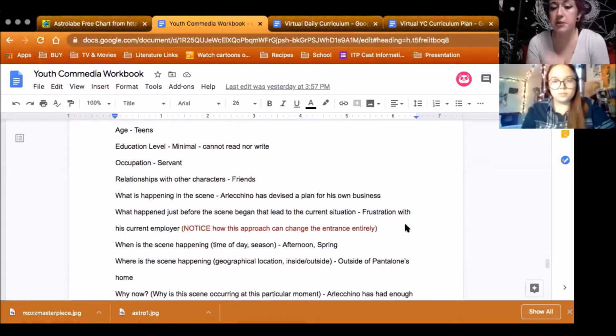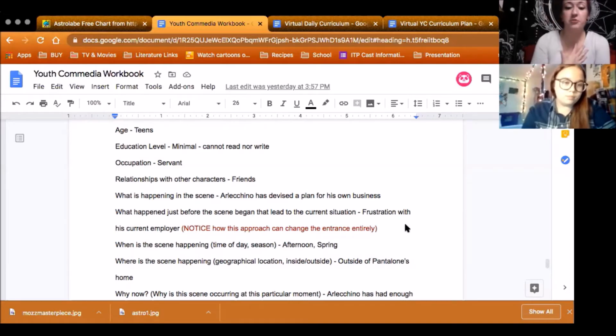Okay? For example, because this is a very short scenario, there's not a lot of information to go off of for what happened before the scene started, right? So, I just wrote that there was frustration with his current employer, okay? And in red, I have, notice how this approach can change the entrance entirely.